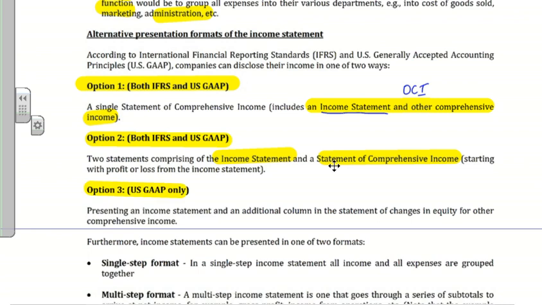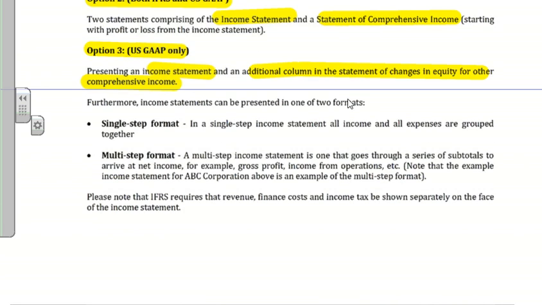Option number 3 is for US GAAP only. We can present an income statement with an additional column in the statement of change in equity for other comprehensive income, but that's only allowed under US GAAP. And remember, guys, a big part of the challenge that we have to manage is the differences, and that's a key component of financial statement analysis as a section in the CFA syllabus: we have to manage the differences between US GAAP and IFRS. So always when you see something like that, note the difference and keep that in mind, because that is part of the work we have.